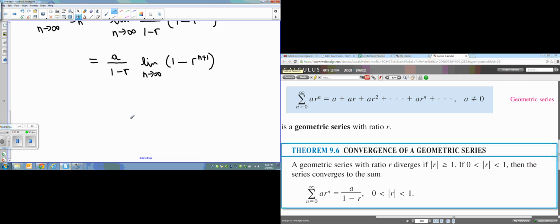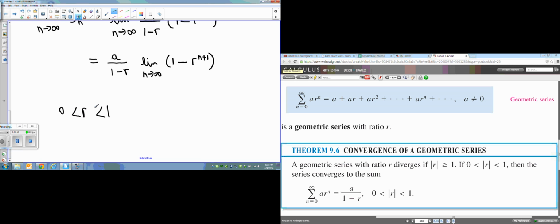So what I'm really concerned with is the limit of r to the n plus 1 as n goes to infinity. So let's focus on that bit. This limit depends on the value of r. Now, let me erase this. Because this is a ratio, there's a numerator and a denominator. And if this fraction is between 0 and 1, for instance, let's say r is between 0 and 1.